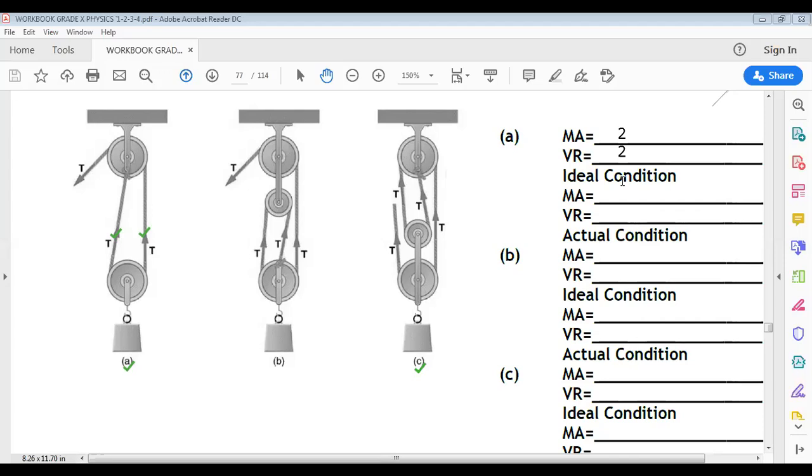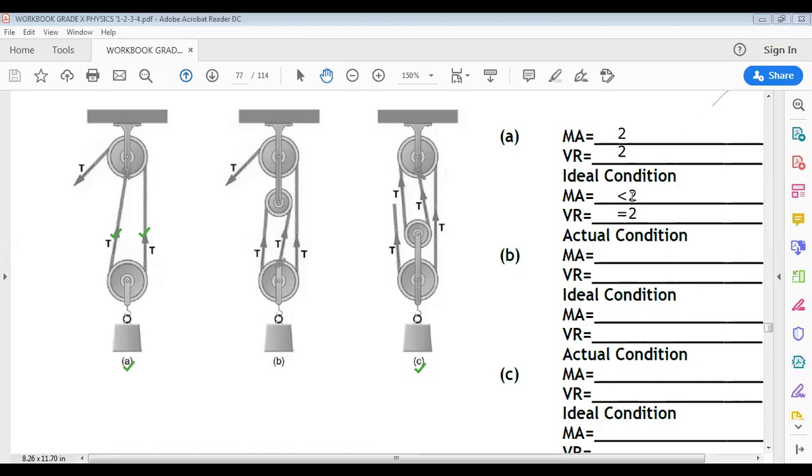Brilliant. Anisha has given the right answer. Very good, Anisha. Others are saying that the MA is 1. No, MA is not 1. You cannot say how much the MA is, but your MA is less than 2. It's not going to be 2, it's going to be less than 2, whereas your VR is going to be 2.